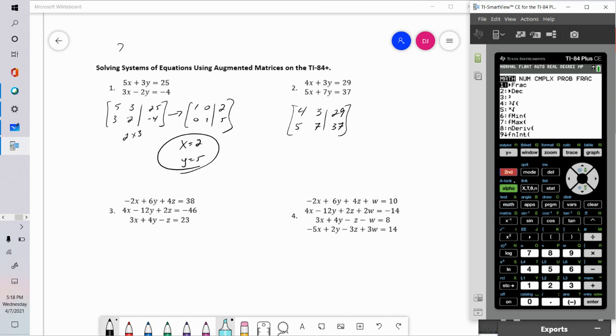Matrix, I meant. Math. Option B. Reduced row echelon form on matrix A. Enter. Uh-oh.